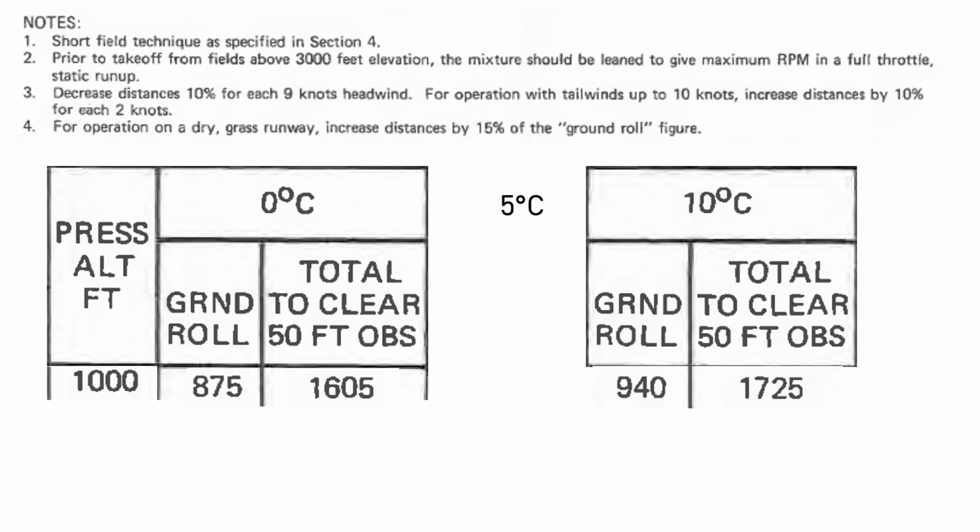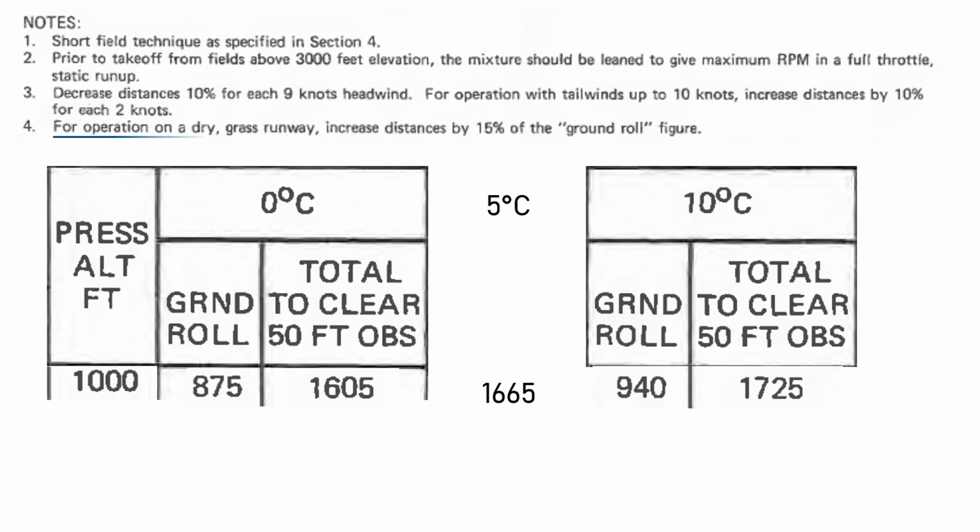We're going to take the total to clear a 50-foot obstacle from each column and add them together to get 3330. Now we'll divide by 2, giving us the average of the two figures, which is 1665. This is the 5-degree distance needed to clear a 50-foot obstacle, but we're not quite done yet. We're on a grass surface. Taking off on grass, there's more friction on the wheels and we'll need more space to lift off.